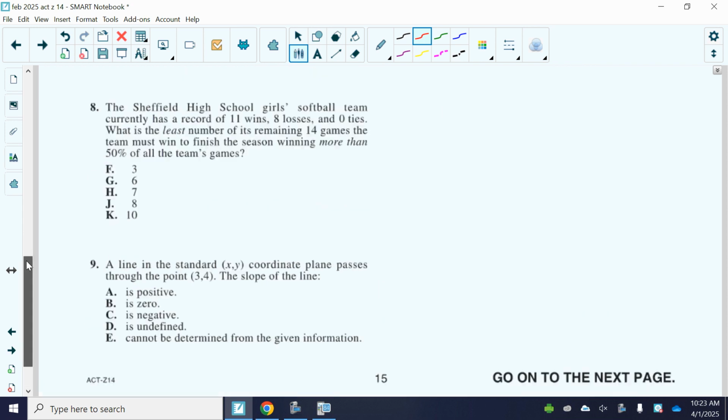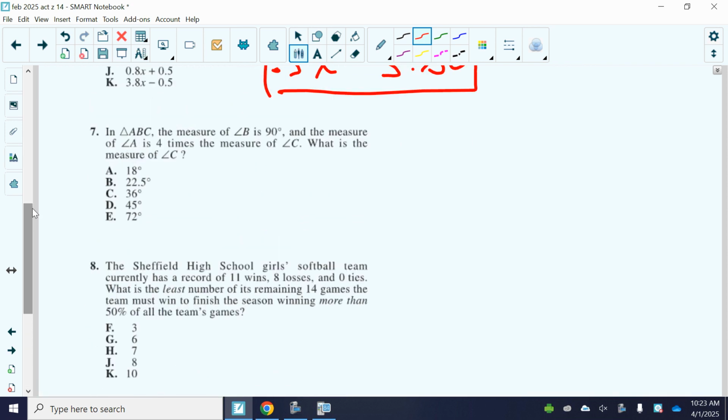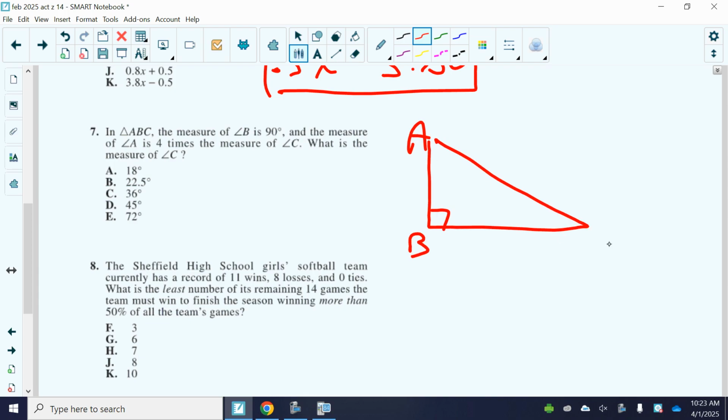How's this next one go? The three angles of a triangle all add up to 180. So we've got B is 90, and A is 4 times the measure of C. A couple ways you could do that. I just say 5x equals 90, or 5x plus 90 is 180. That's easy. X is 18.